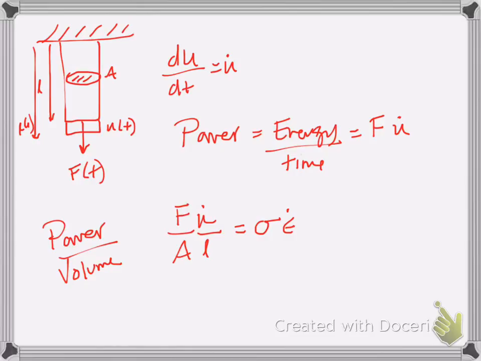Power per unit volume is this. Note that we are just multiplying stress times the strain rate. So if the strain rate is not going anywhere, if the strain is steady, then this becomes zero. It's the rate of change of strain that results in power. So we can be applying a stress, but if there's no strain, if the strain is not changing through time, then there's no power associated with that.